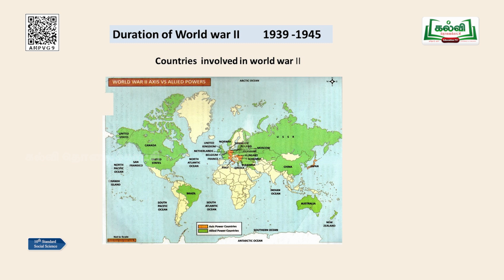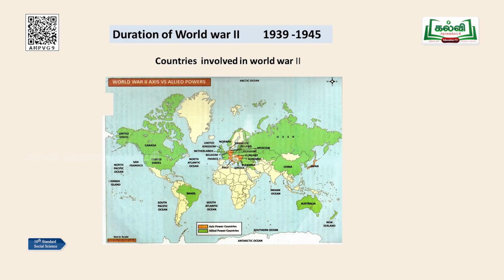So you have to be thorough with this particular map. In the compulsory question part, they may ask what the countries are, so you must know how to locate these countries. What are the countries on the side of the Axis power? First, you must keep in mind Germany, Hungary, Italy, Japan, Bulgaria. These countries come under the Axis power.